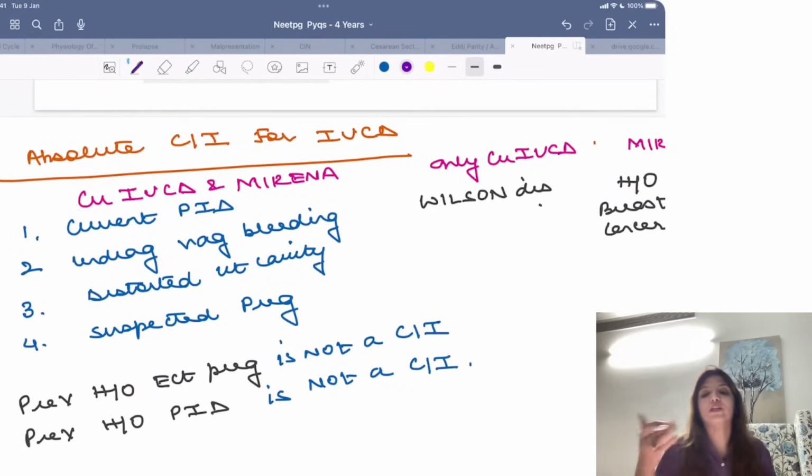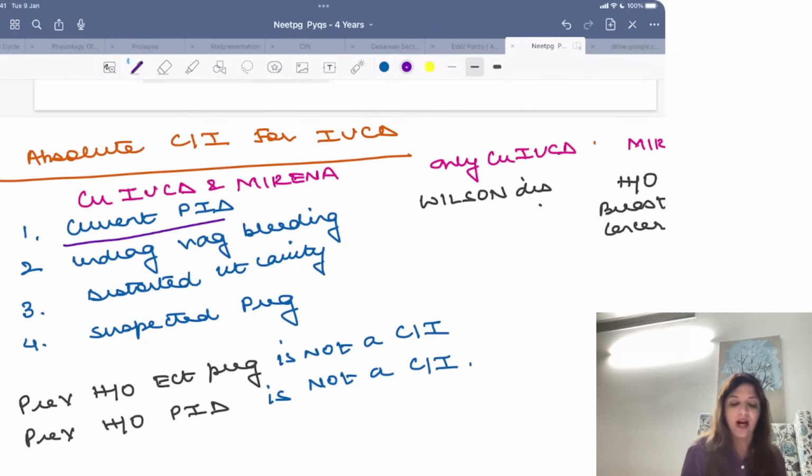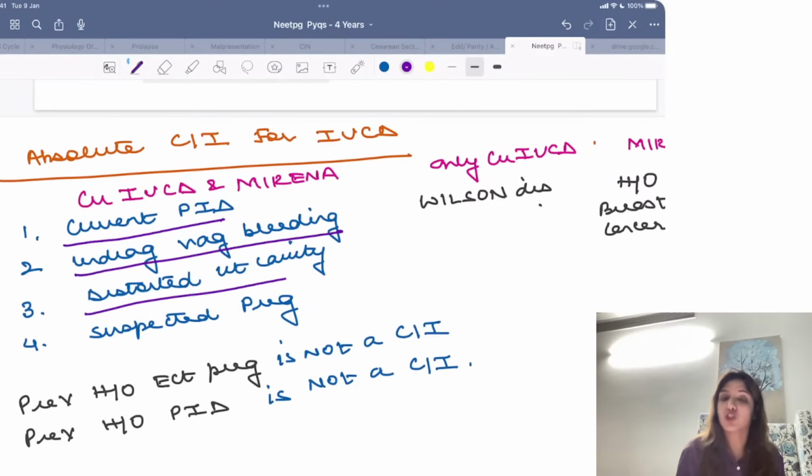Backup means any alternative method of contraception, which could be barrier, which could be anything. Right? Copper IUCD and Mirena's combined absolute contraindications are current PID, undiagnosed vaginal bleeding, distorted uterine cavity and a suspected pregnancy. So these are absolute contraindications for using both copper IUCD and Mirena.